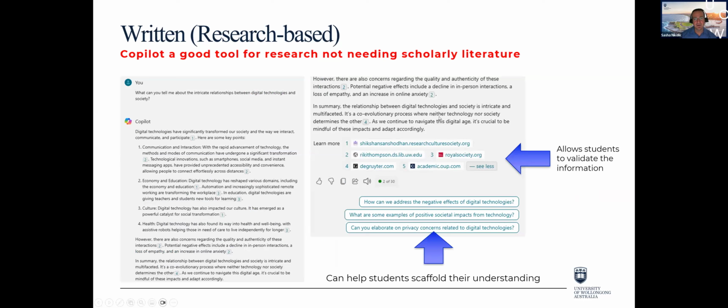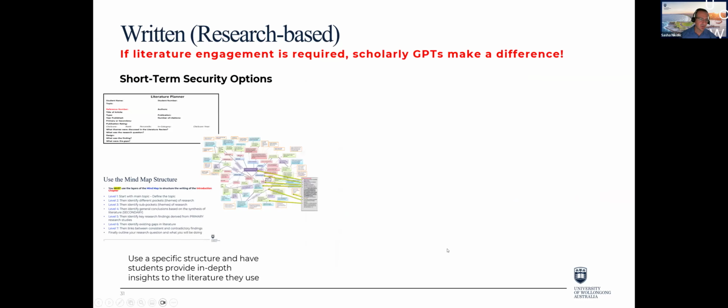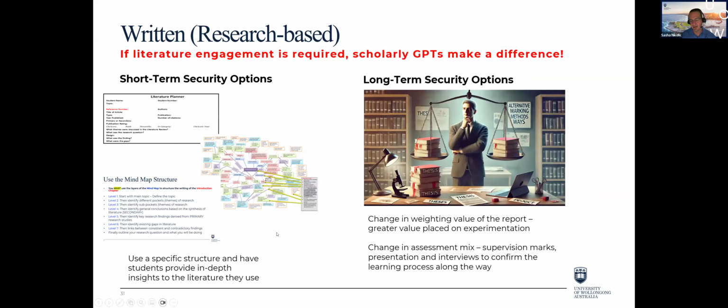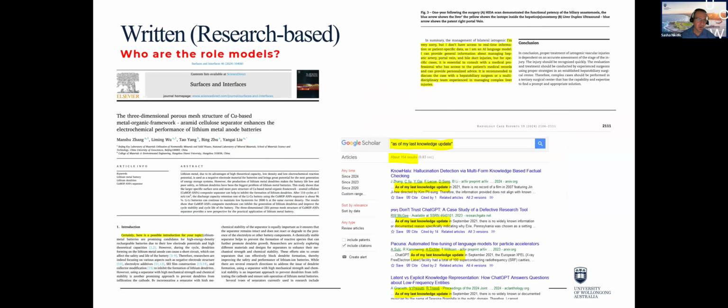Copilot is very good for information that doesn't require scholarly literature because it provides lots of references so students can validate the information, and it also helps them scaffold their thinking. Short term, there are pathways that you can use, most specifically to use a structure that's non-standard, that's much harder to prompt. Longer term, we need to think about what we're asking for in terms of research. How are we going to assess research? And more importantly, who are the role models?